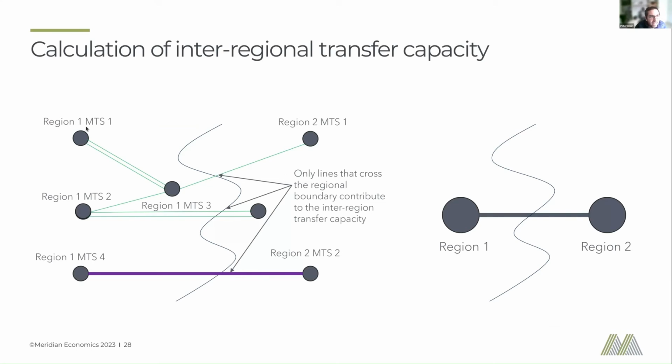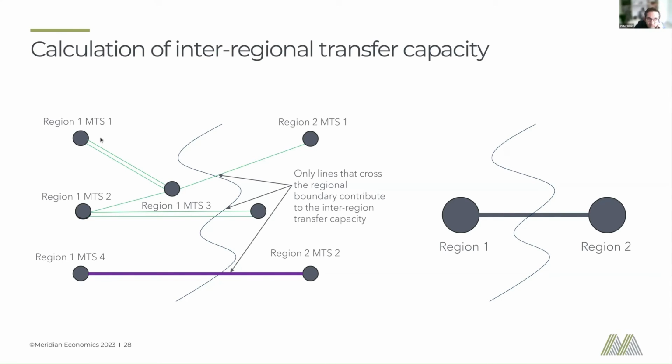So if we had two arbitrary regions, and we have some kind of substations within each region, ultimately we're trying to represent this as a single line between the two regions. So any substations that are in the same region, those lines are ignored. We're only interested in lines that are crossing the boundaries.